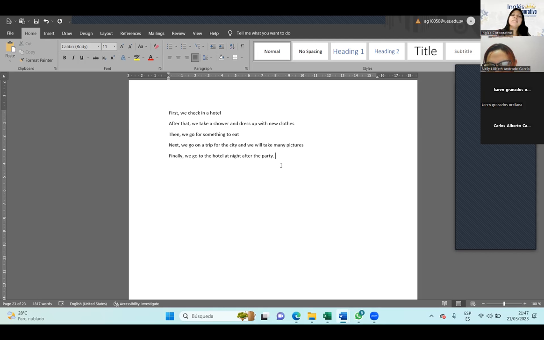For example, in this case, we go for something to eat. You see, that one is a noun. It's not a verb, right? It's a noun. So we go for something to eat. We go for a walk. Yeah. We go for some hamburgers. We go for some pupusas. Okay. Now, for is always followed by ing, but it depends on the idea.